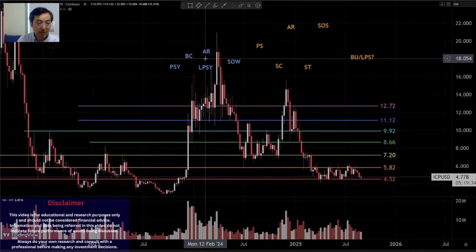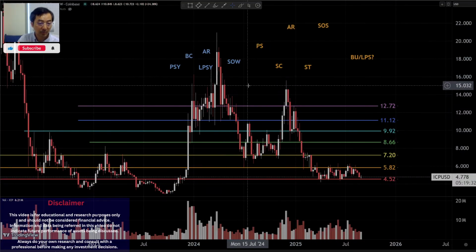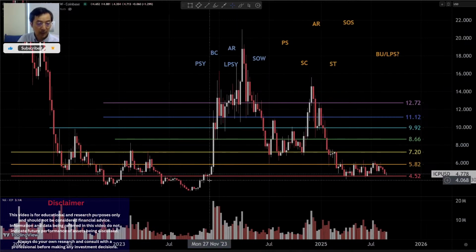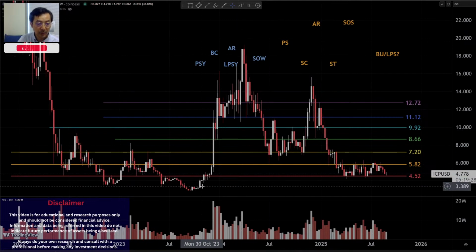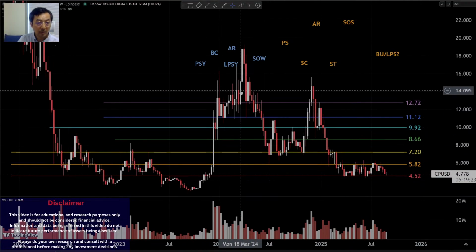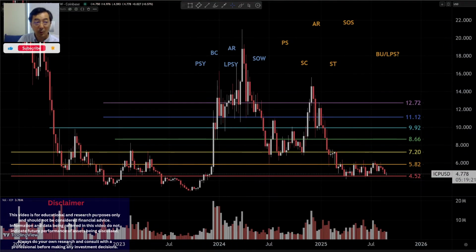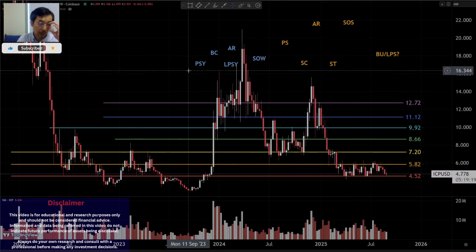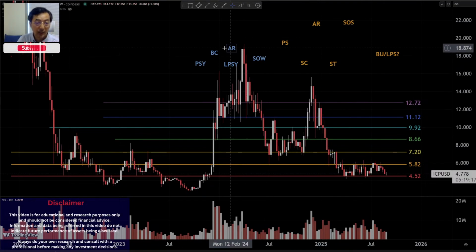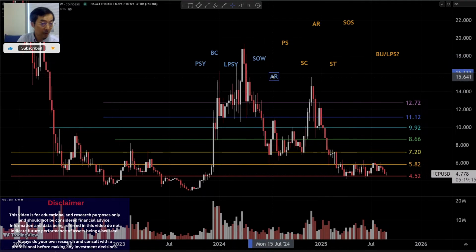So let's start with the distribution cycle. That's where, when the accumulation finishes back in late 2023, we started seeing it climbing back again, even though it's much lower than the price back in 2022. It's still a distribution cycle, right?